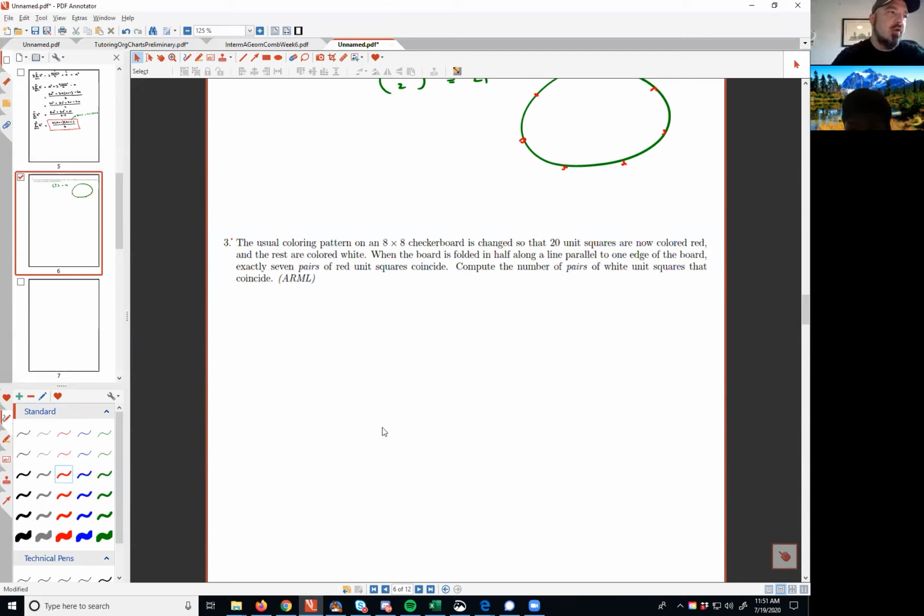Okay, the usual coloring pattern on an 8x8 checkerboard is changed so that 20 unit squares are now colored red and the rest are colored white. When the board is folded in half along a parallel line to one edge of the board, exactly 7 pairs of red squares coincide. Compute the number of pairs of white unit squares that coincide. Wait, how come only 7? Because there are 20 colored red. I feel like this is weird.